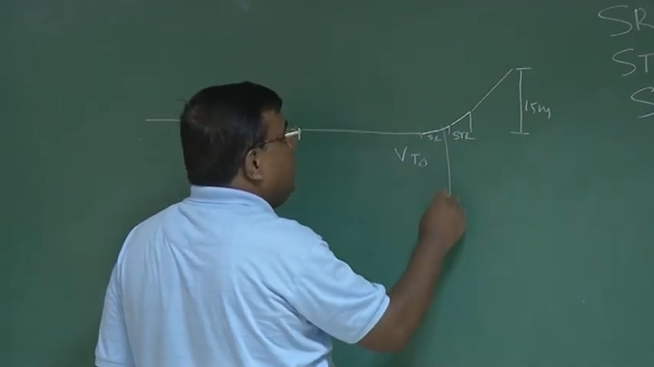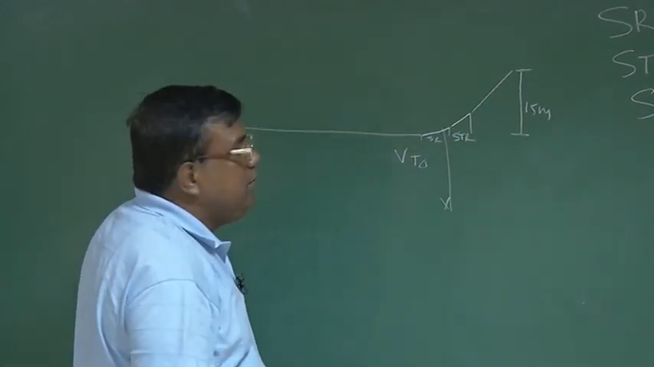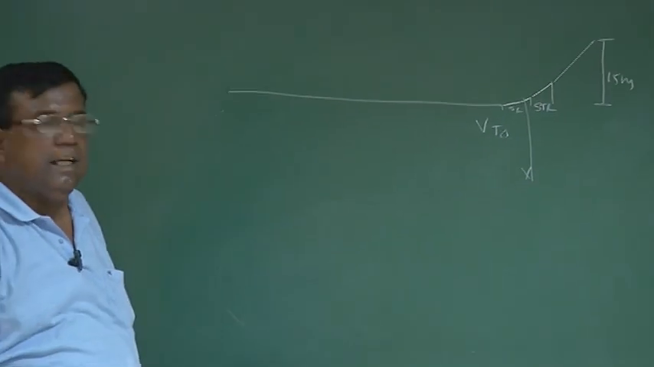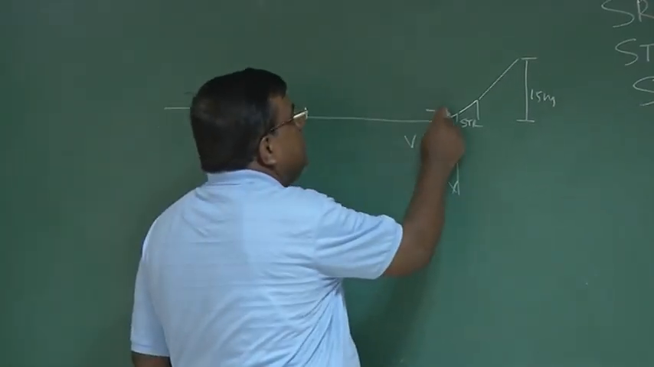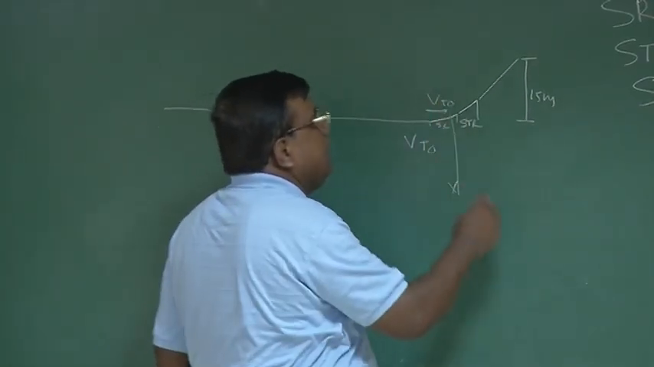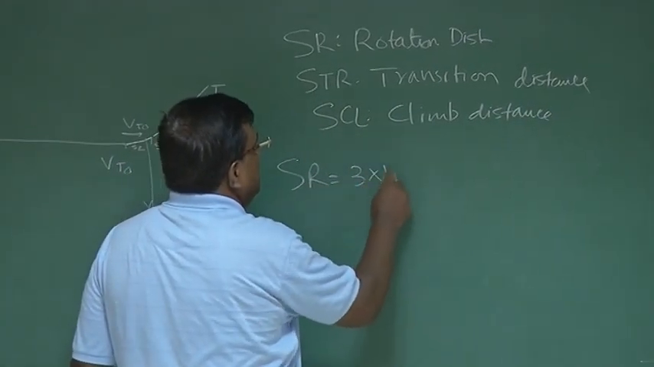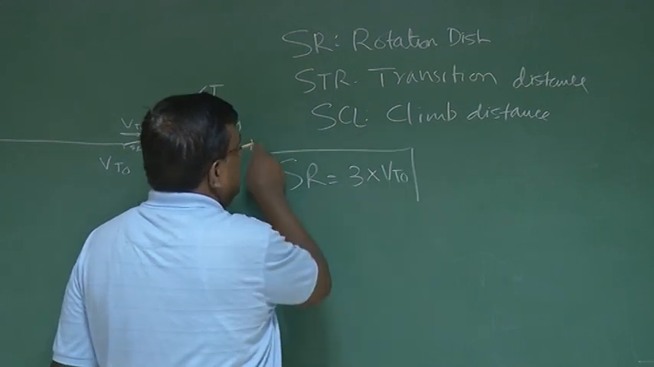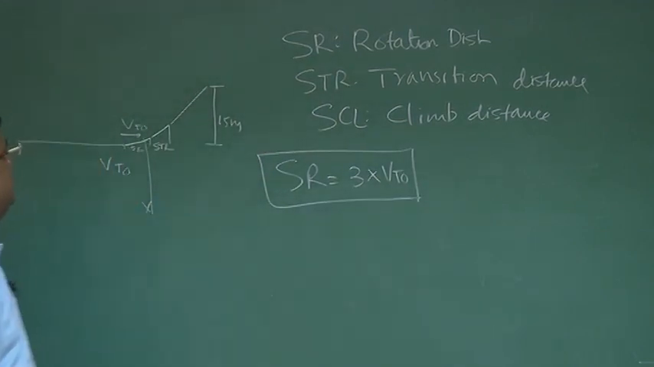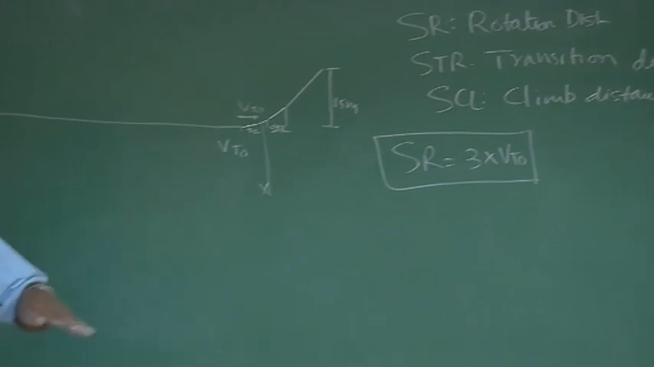We are trying to find out SR first. Since we know it is at the most 3 seconds, and this time also it is moving with V takeoff, SR is very simple. SR is 3 seconds into V takeoff. Job is done. Now during transition, what happens?